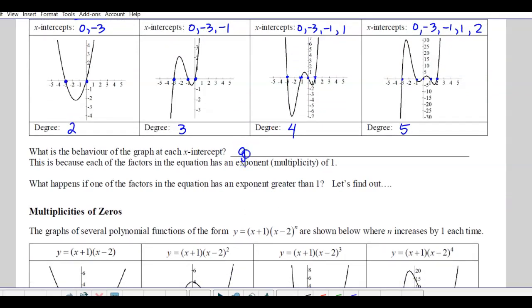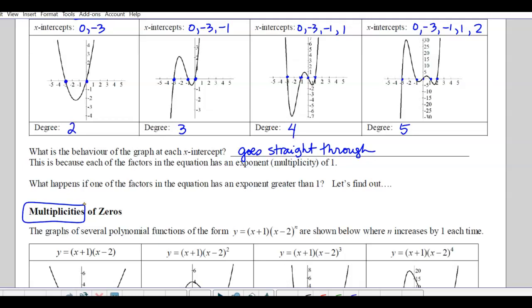It goes straight through. Okay, so straight through from below the x-axis to above, or above the x-axis to below. This is because each of the factors in the equation has an exponent or multiplicity of 1. What happens if one of the factors in the equation has an exponent greater than 1? So this is what we call multiplicities of zeros. So basically, a multiplicity is how many factors there are of that equal factor, I guess I should say. So you look at the exponent on each factor.